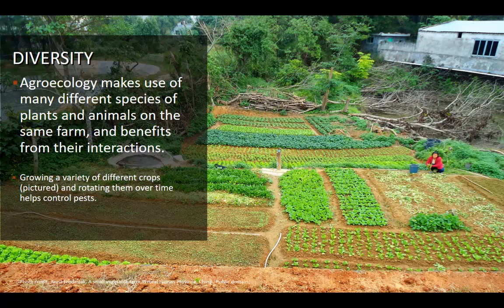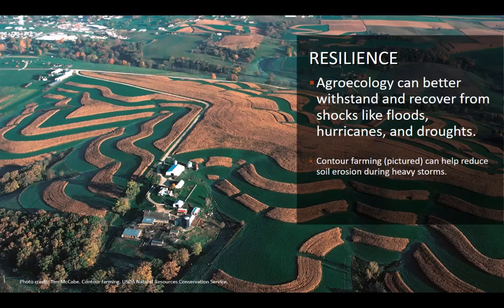And the last big topic that I wanted to go ahead and talk about is resilience. I started off this presentation with talking about resilience in general, but in terms of agroecology, we want to look at resilience as well. So, agroecology can better withstand and recover from shocks like floods, hurricanes, or droughts by being resilient. In this example here, you're seeing a picture of contour farming, which can help reduce soil erosion during heavy storms.